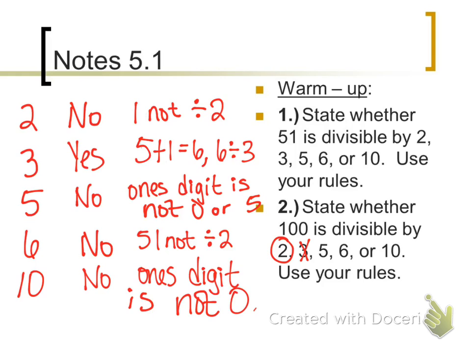Natalie, is 100 divisible by 5? Yes, it is. Our number ends in a 0. The ones digit is a 0, so it's divisible by 5. Jakeem, is 100 divisible by 6? No, it is not. If we crossed off the 3, then it's not going to work. We would have had to say yes to both 2 and 3 to say yes to 6. And Jeriel, is 100 divisible by 10? Yes, it is. Again, the number ends in a 0, so it will be divisible by 10.